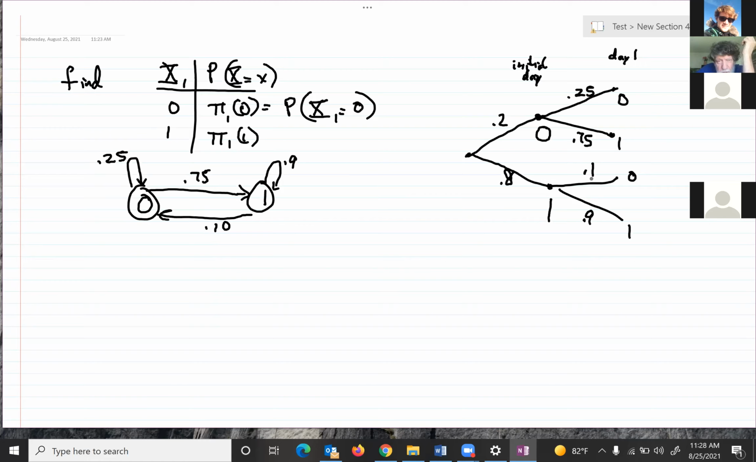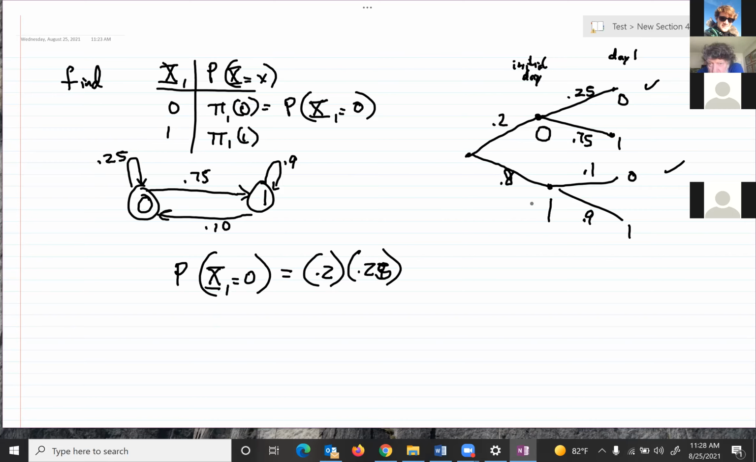And what are we after? We're trying to figure out the probability on day one of being broken. Well, you're either broken and you went down this path because here you ended up being broken, or you went down this path and you're broken on day one. So we've done such a calculation before. Let's do it again. The probability that X on day one is broken, or 0, would be the chance of traveling this path, which is the 0.2 times 0.25, plus the chance of traveling the other checked path, 0.8 times 0.1.